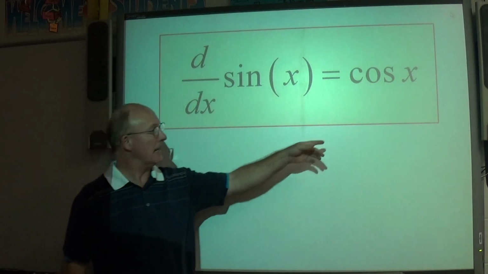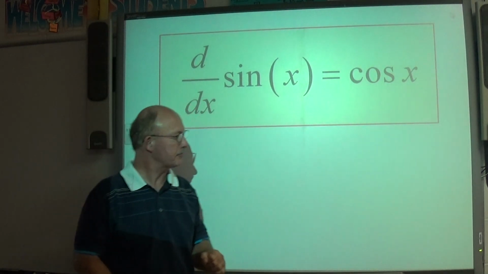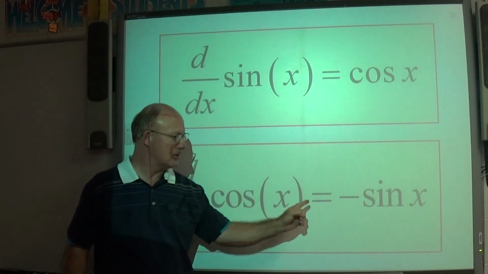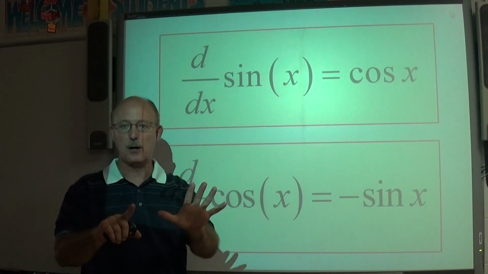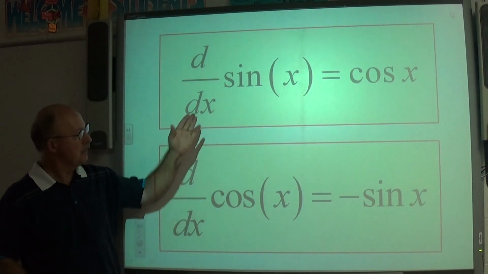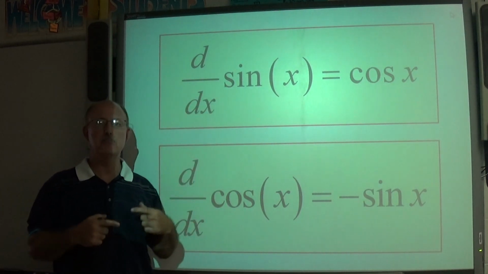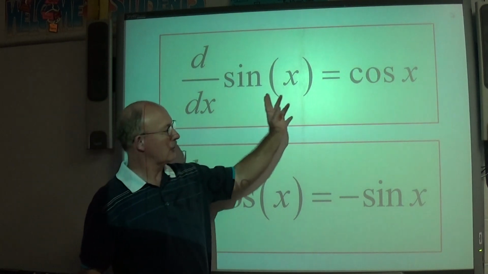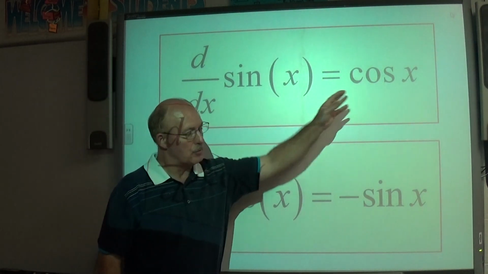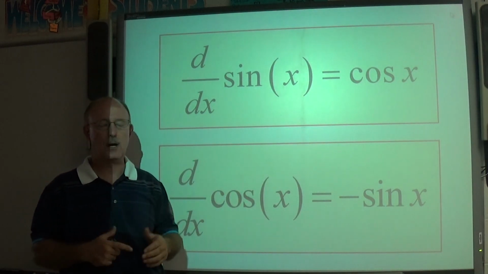The derivative of sine x is cosine x. The derivative of cosine x is negative sine x. There are going to be 6 trig functions by the time we get finished, but these are 2 you need to commit to memory. When you're looking at a function that contains sine, you need to recognize its derivative is going to be cosine.